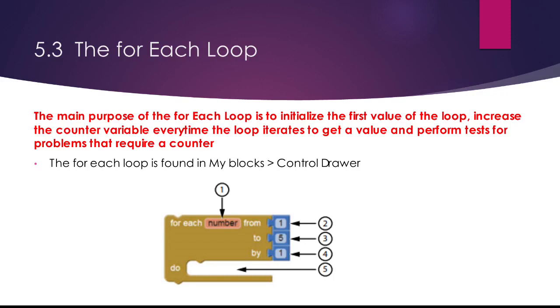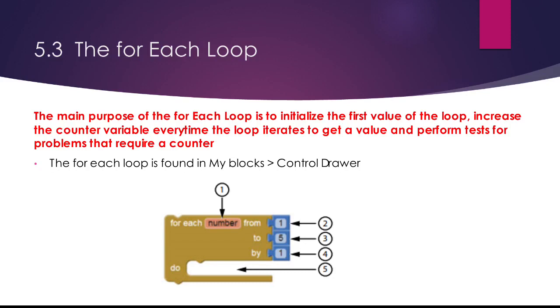So you see how number 1 is pointing towards the word number? This is the spot where you can name your loop variable. When you first get your for each loop block, it is named number by default, but when you click on it, you can change the name of the variable to whatever you would want. Then number 2 is pointing at the from socket. This is where you initialize the starting value of the variable. So when the loop starts executing, the variable would be initialized to the number you set it to.